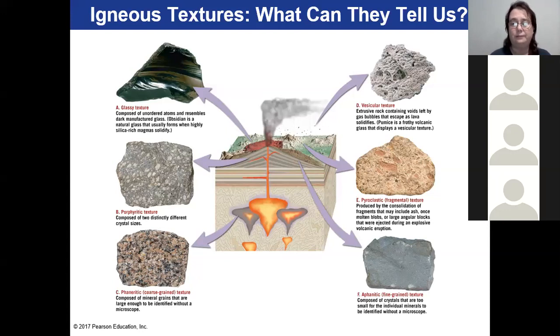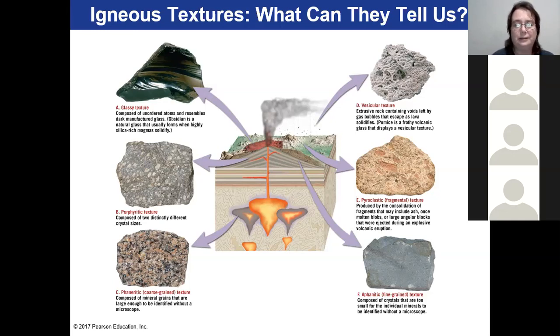On the upper right, we've got pumice. It's the same thing you might buy in the store for rough skin. All those holes in it are from escaping volatiles. This rock, again, cools so quickly that it doesn't form real crystals, but all those bubble structures are still left behind. And that's called vesicular texture, vesicles.